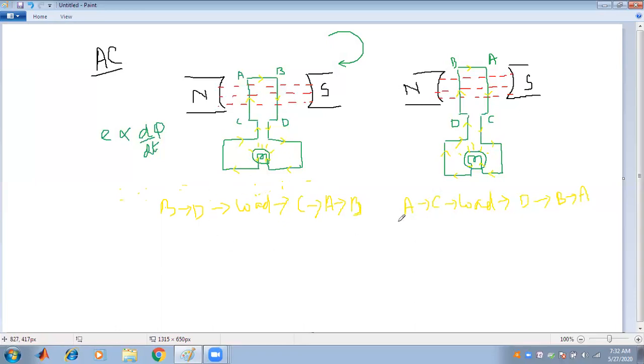So it is clear that here it is from A to C and there it was from C to A, or here it is from D to B and there it was from B to D. So there is a change of direction of the current flow, which means the concept of alternating nature comes into play. This is the general concept of producing an alternating current.